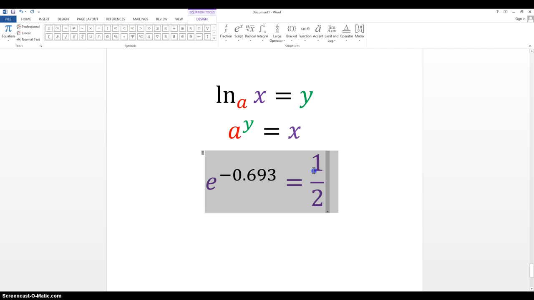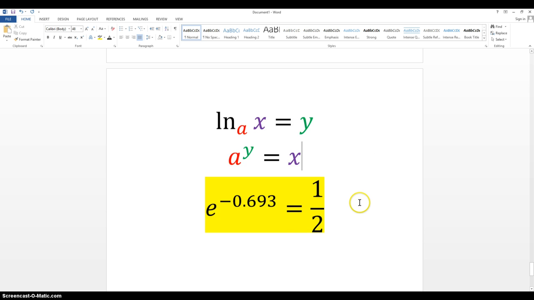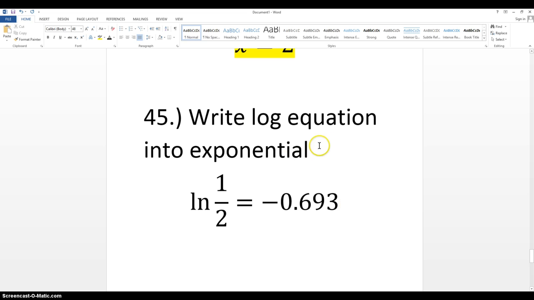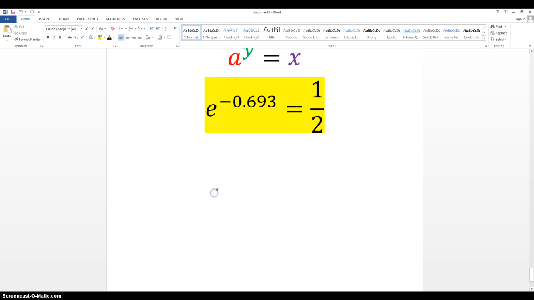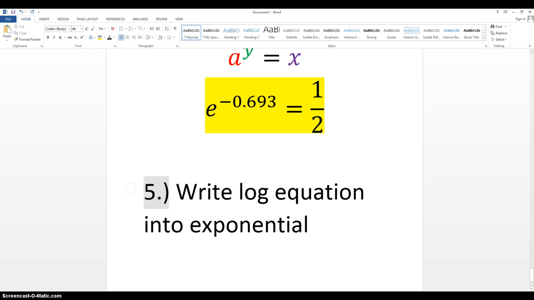So this is the actual rewritten part of the natural log written into exponential. Okay, so let me go ahead and highlight that and actually color it in black. All right, so there we go. And then the next question that we have is question 53. So let's go ahead and copy that down. This is 53.